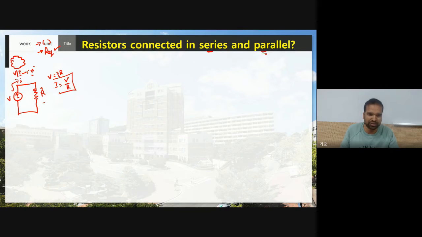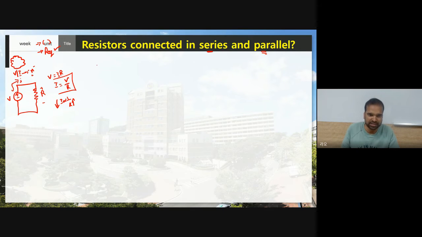Here you need to understand whether the current is directly proportional or inversely proportional. The current is inversely proportional to resistance, yes or no? So if the resistance value is higher, the current in that circuit is low. If the resistance value is less, then the current in that circuit is very high.